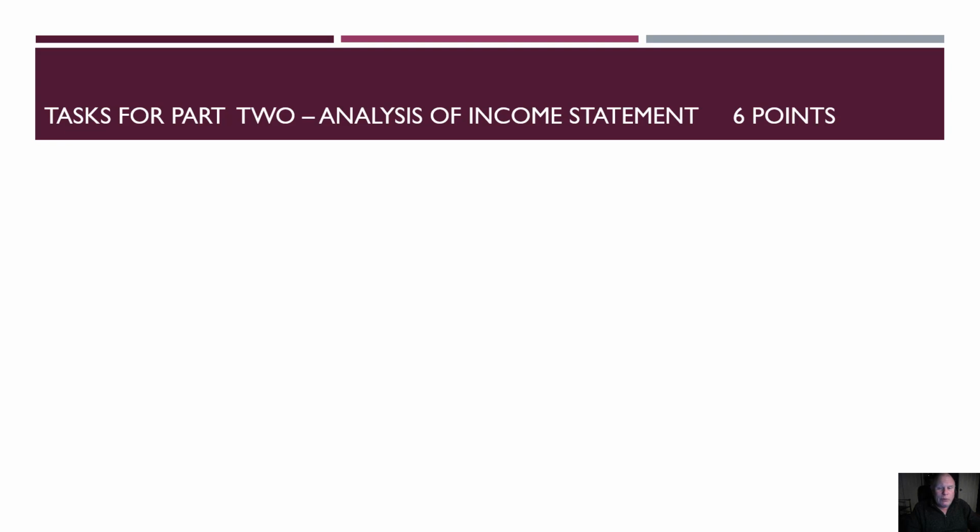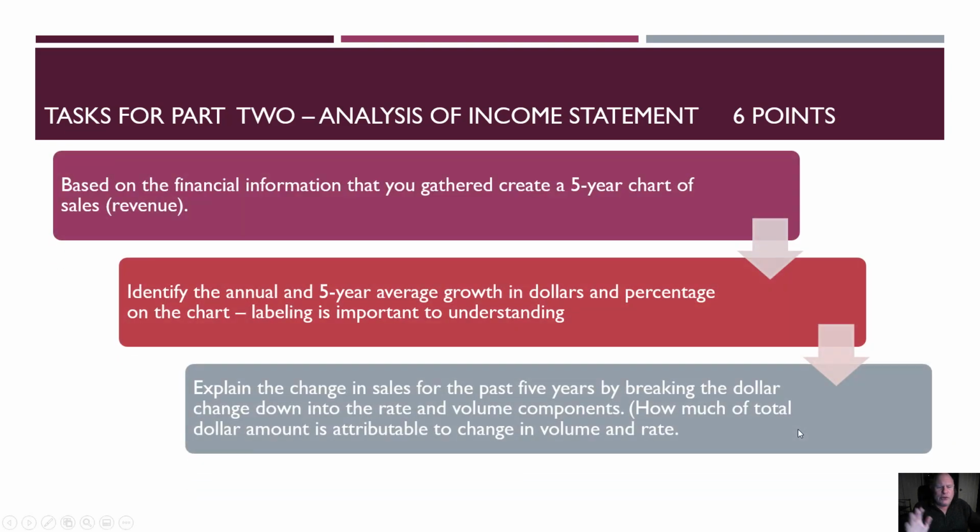Task for the second part is we're going to actually analyze the income statement. So the first thing you're going to do is, based on the financial information that you extracted, create a 5-year chart of sales and revenue. You need to break it down into meaningful segments. Okay, they should line up with what you have for your rate and volume drivers. We don't want it in total.